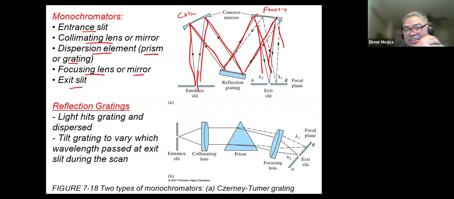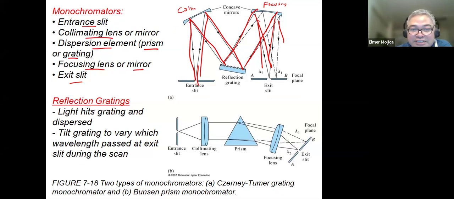Because if you look at the Czerny-Turner grating, you have what? The entrance slit. So the monochromator begins by admitting light through this adjustable entrance slit. This controls the amount of light entering the system and helps determine the spectral resolution. And then you have what? The collimating mirror. After passing through the entrance slit, the light encounters the collimating mirror. There can be other optics here, but usually the one that they commonly use is a mirror. It could be a lens.